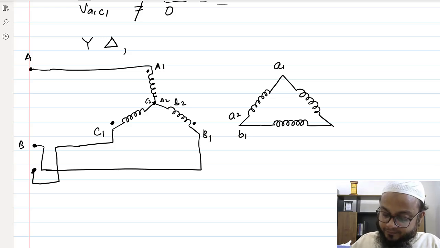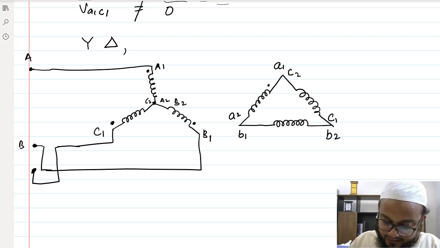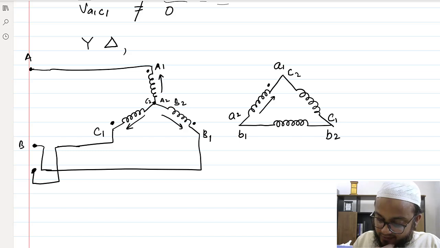B1. This is B2. This is C1. This is C2. So at A1, we would be having the potential in this direction. Here the potential would be in this direction towards the dot, right? So A1, A2, so the dot would be here, potential would be in this direction.